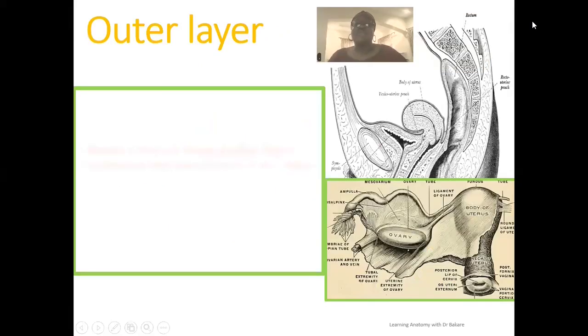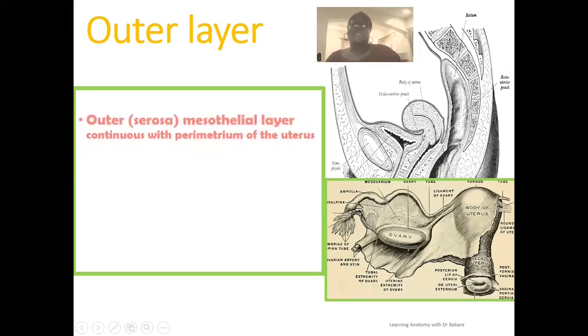So let's look at the outer layer. The outer serosal layer is made up of mesothelium, and it is seen to be continuous with the perimetrium of the uterus. If you go back to our lecture on the histology of the uterus, we say that the uterus is made up of three distinct layers. We have the perimetrium, we have the myometrium, and we have the endometrium. For the perimetrium, we say that it is a continuation of the outer peritoneal covering of the uterus. And we'll be dwelling more on this as we go through with this slide.